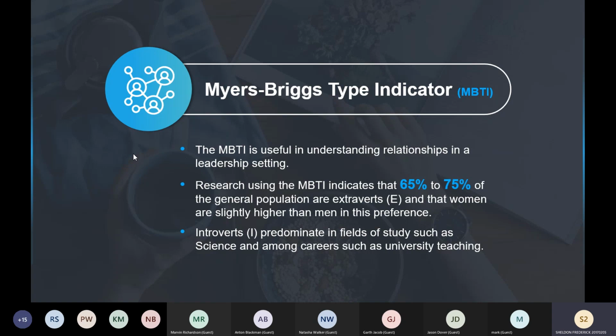Introverts and extroverts, we use these terms. Introverts are predominant in fields of study such as science and among careers such as universities, whereas extroverts, in terms of percentages, according to research done with the MBTI, make up 65% to 75% of the general population, and women are slightly higher than men in this preference.